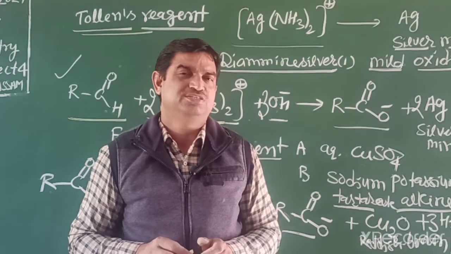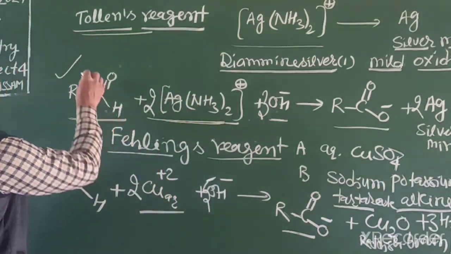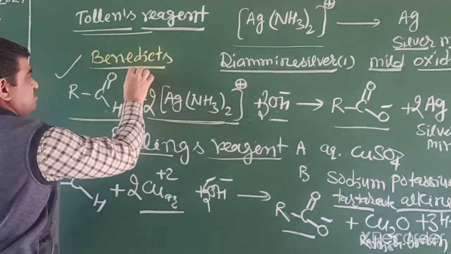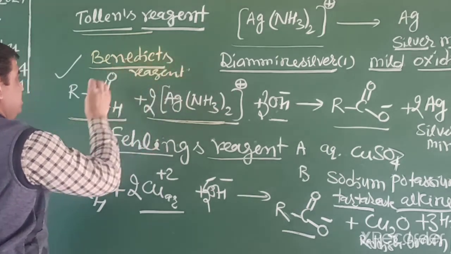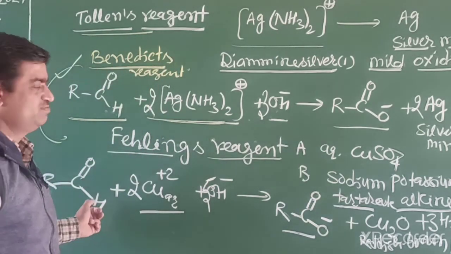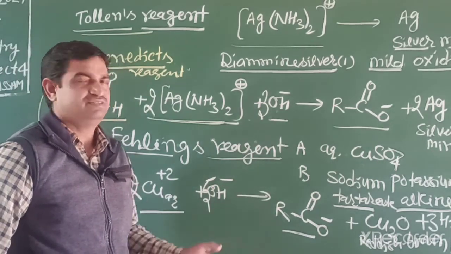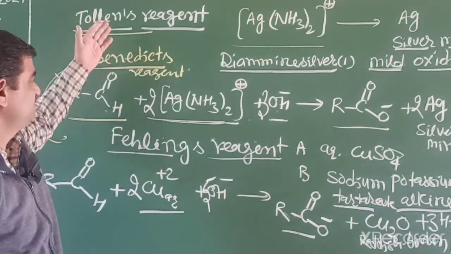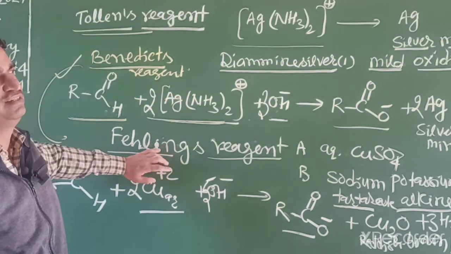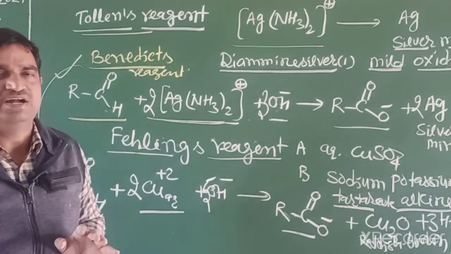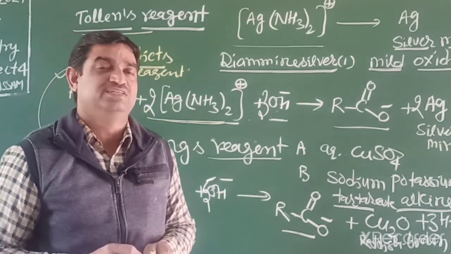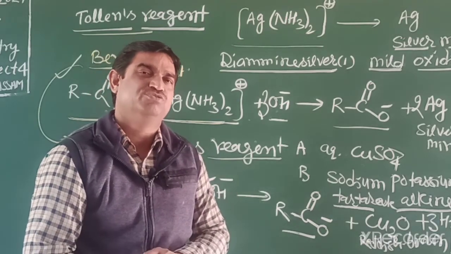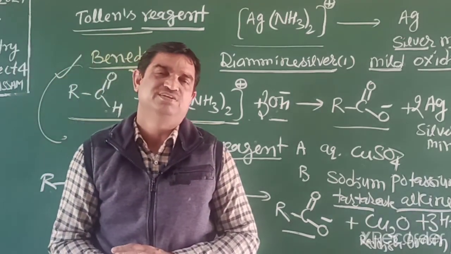Another reagent is Benedict's reagent, which is also similar to Fehling reagent. It also reacts with an aldehyde and changes into a colored substance like reddish brown. Then we can easily identify the aldehyde by these different reagents: Tollens reagent, Fehling reagent, Benedict's reagent. These are mild oxidizing agents. They oxidize aldehydes only; they cannot oxidize ketones. So in this reaction we can distinguish aldehydes and ketones.